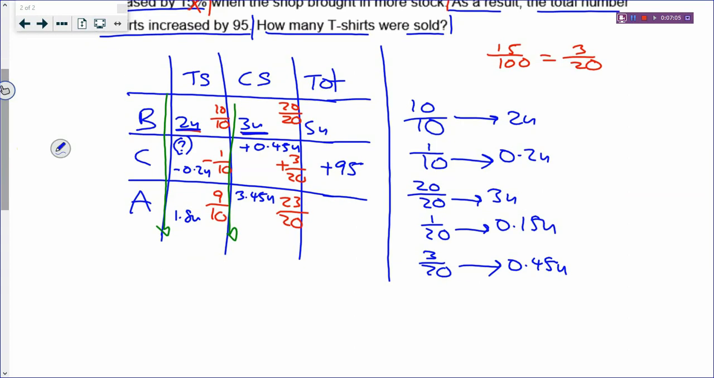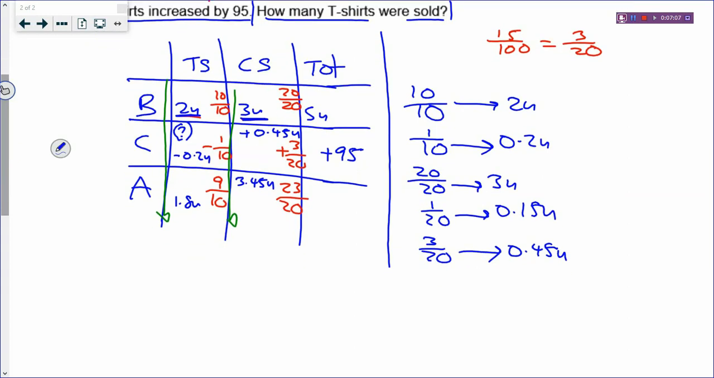Now, you look at the table and you look for empty boxes. Can you see an empty box at the bottom right-hand corner? Are you able to fill in the empty box? So you flow from left to right. You take the t-shirts plus the collar shirts. That will give you the total in the end.